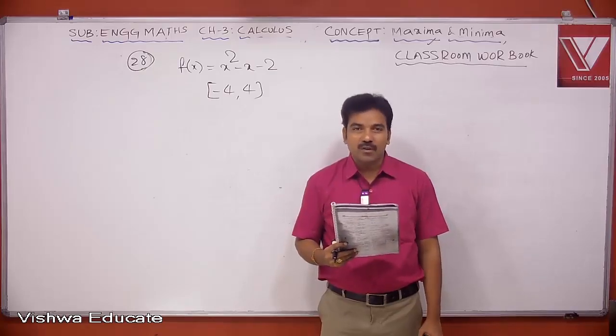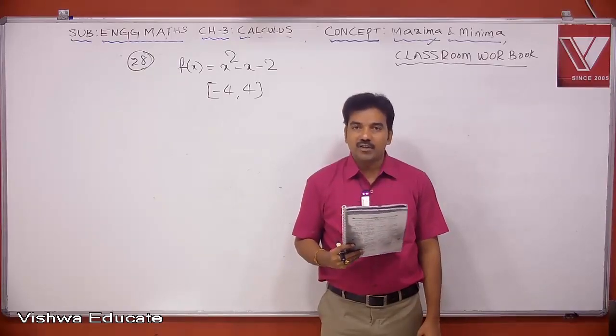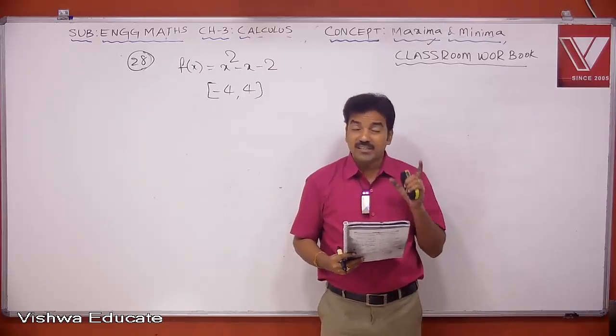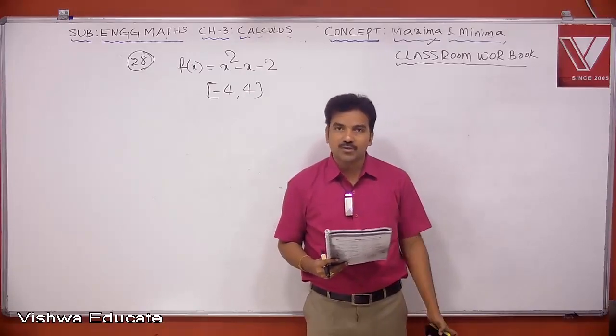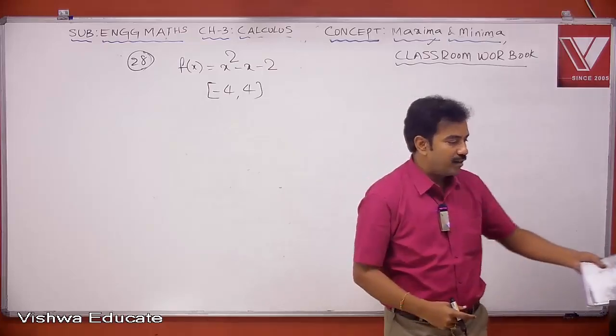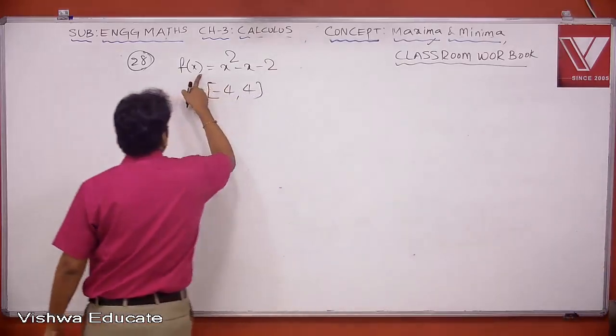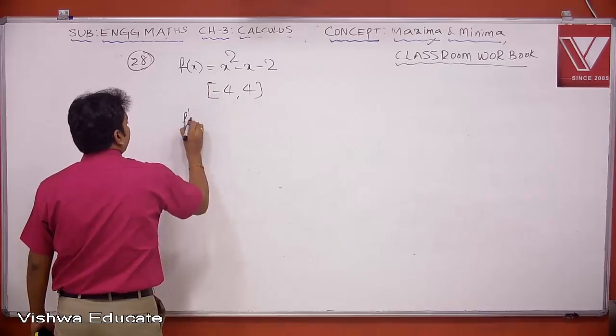So indeterminate is not possible because when you try to find maximum or minimum values in the domain a comma b, certainly they exist. So option D is wrong. Now let us try to find its maximum value. So at first find the stationary points.